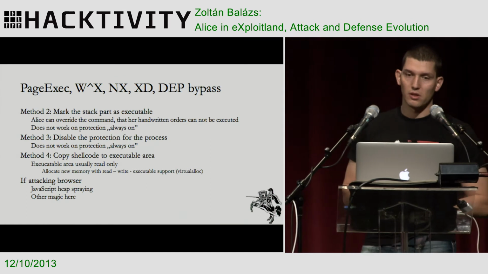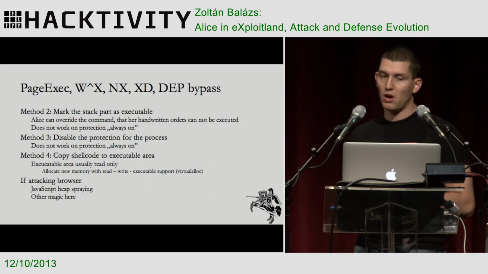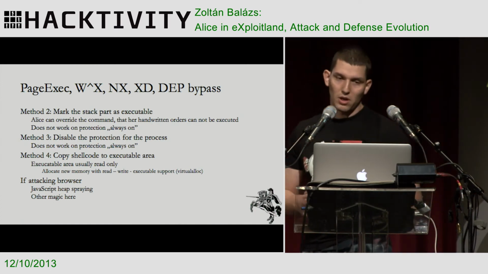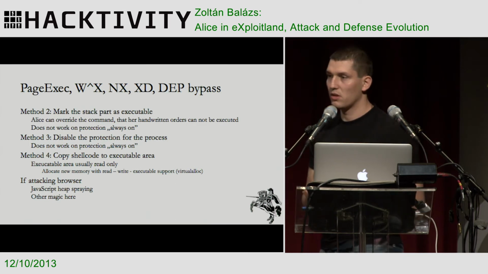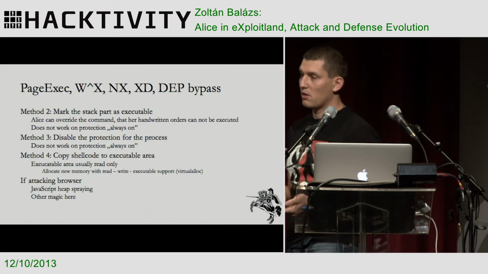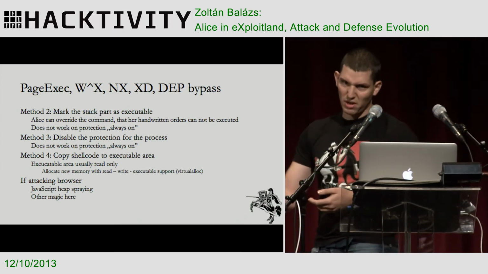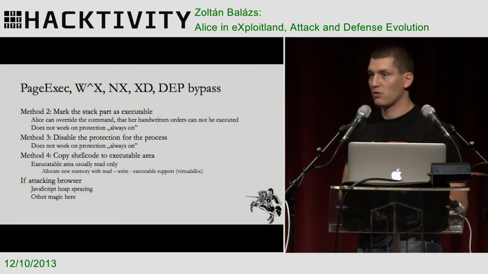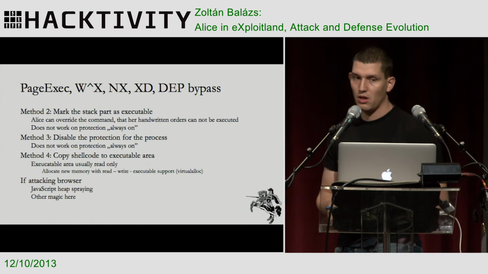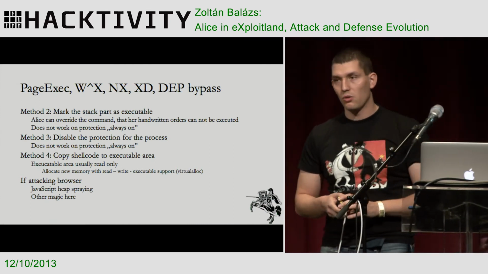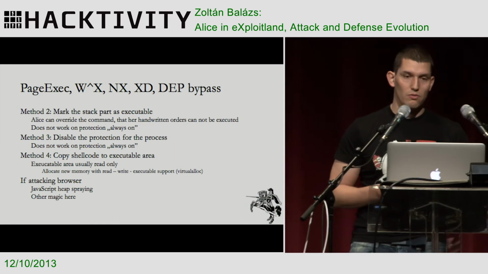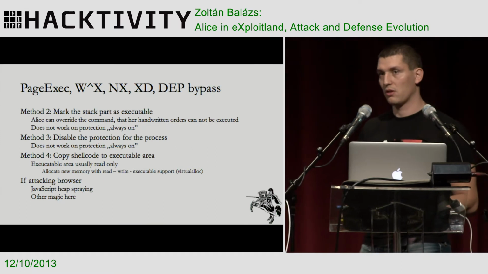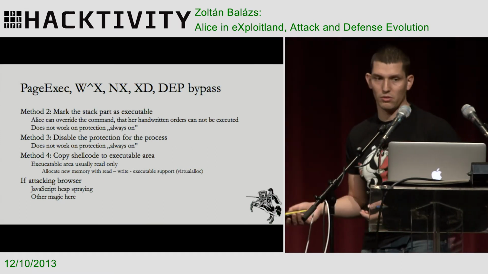Other ways to bypass this data execution prevention: you can mark the stack as executable, which is really funny that you can do this. When we are talking about Alice, this looks like he can basically tell the rabbit, you should execute my commands, really, believe me, and that's all. But if you set the data execution prevention to always on, you cannot exploit this. The next method is that you can basically disable the protection for that process. And again, this attack is not working when we are talking about always on DEP.